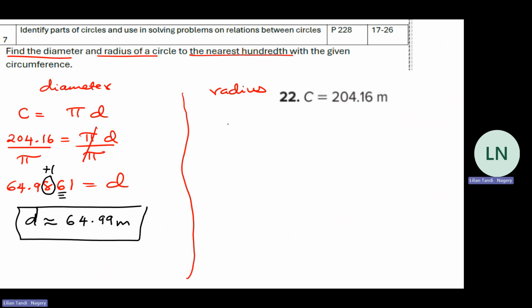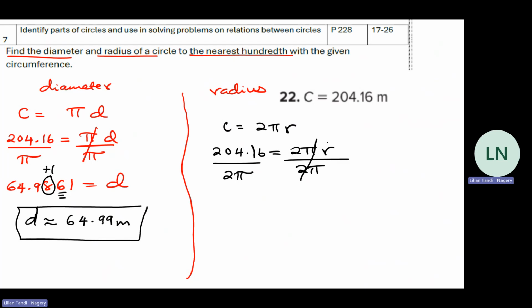Okay, let's do radius. Circumference equals 2 pi r. Circumference is 204.16, 2 pi r, divide both sides by 2 pi. Why? Because I want to remain with r. So 2 pi has to go. How will it go? By dividing. How do I know these three values are being multiplied? So to remove multiplication, you do the opposite of it, which is division. So here you're left with radius.